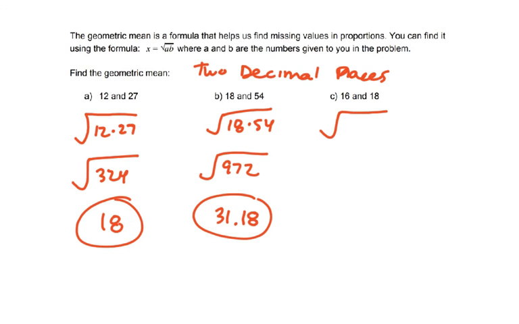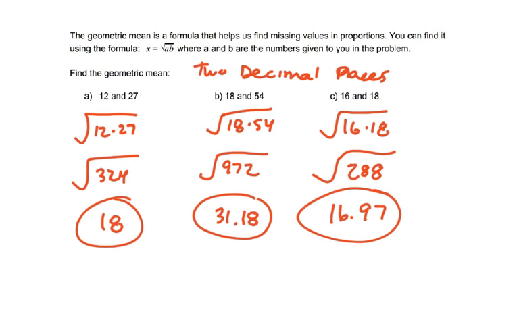And finally, 16 times 18, which I believe is the square root of 288. And then if I take the square root, 16.97. It's very important that we don't round that to 17 because the square root of 289 is 17, which means it's important to note that this is not 17.